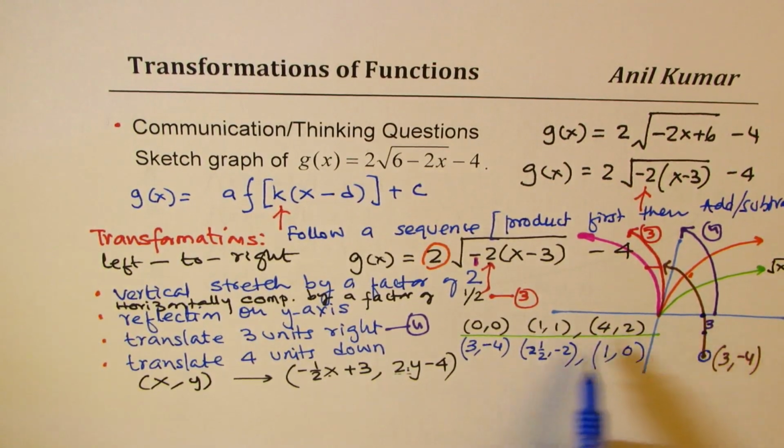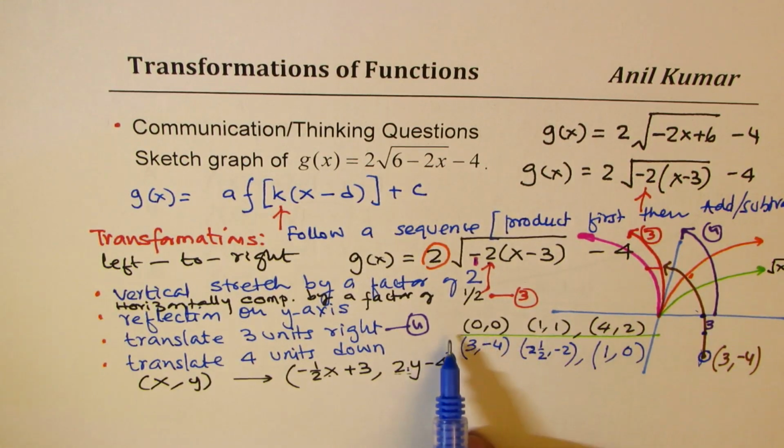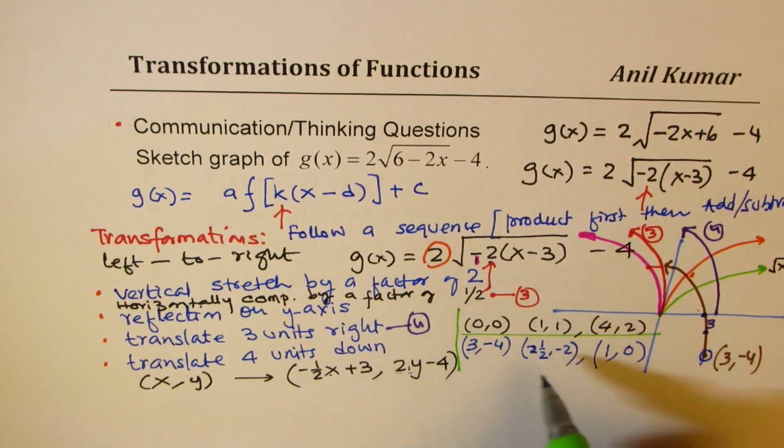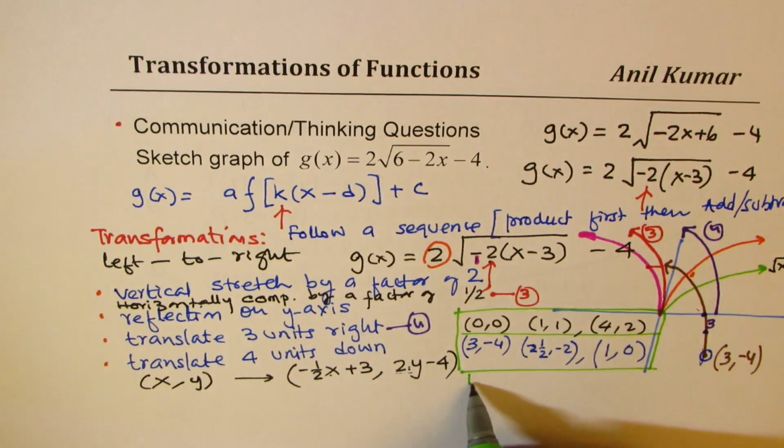Do you understand? So these 3 points are shown on the graph. You could actually make a table of values as shown here and sketch your function. You can use this method of finding image points. So these are your image points.